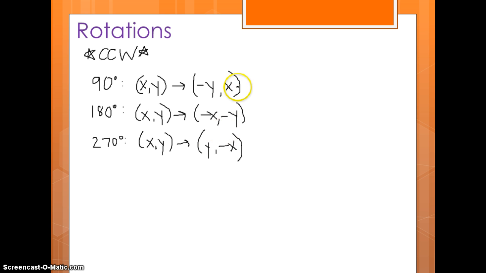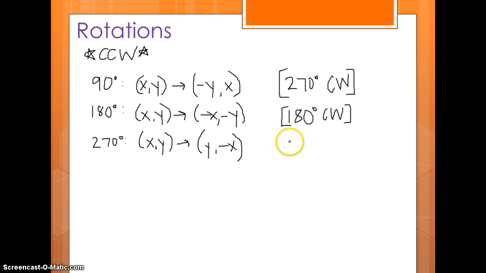Now remember, you might be asked to rotate a figure clockwise. Well, we don't have specific rules for those because we have these rules. So if you want to remember, 90 degrees counterclockwise is the same as 270 degrees clockwise. 180 degrees is the same both ways. And 270 degrees counterclockwise is the same as 90 degrees clockwise. And if we rotate 360 degrees, we're back where we started.